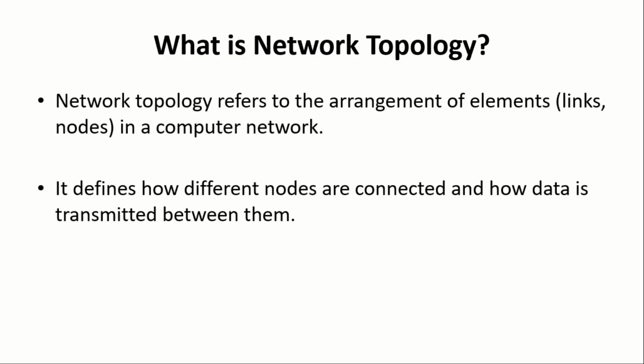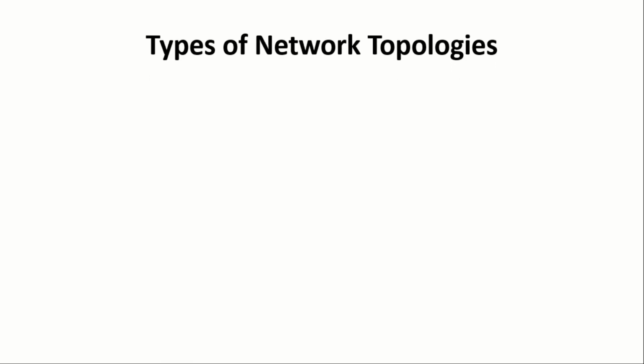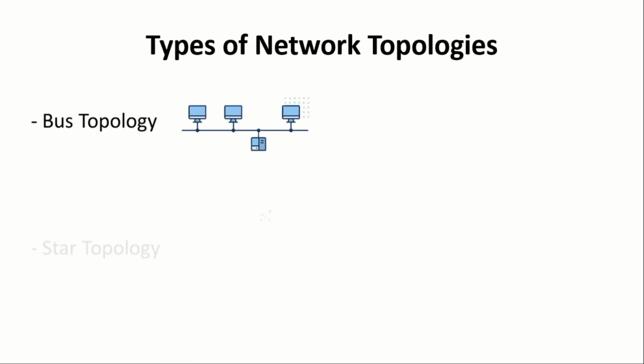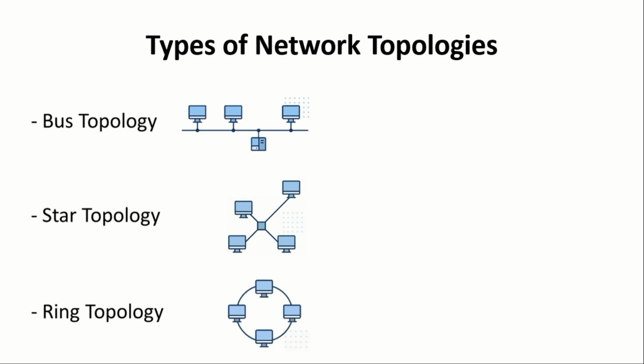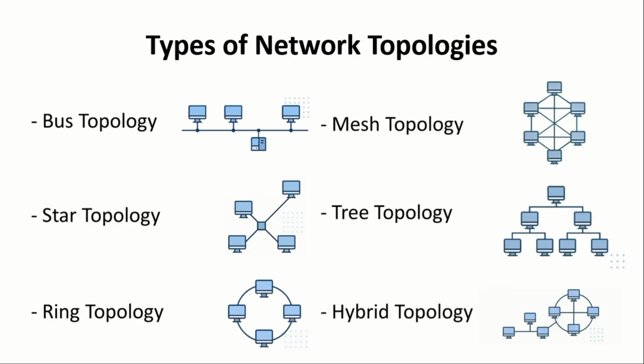Let's begin. A network topology is the layout or arrangement of devices in a network. It shows how data travels from one computer to another and how everything is connected. There are six common types of topologies: bus, star, ring, mesh, tree, and hybrid. Let's understand them one by one.